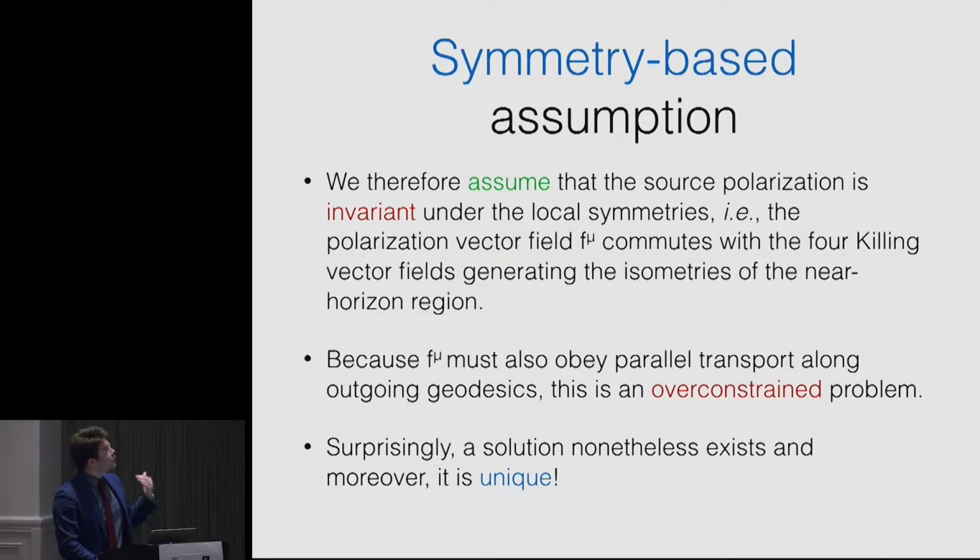Okay, so we're therefore going to assume that the source polarization is invariant under the local symmetries of the source in the near horizon. That is to say that the polarization vector field in the beams, which is parallel transported along the light rays, also commutes with the 4 Killing vector fields which generate the symmetries of that near horizon region. So that's our one symmetry-based assumption.